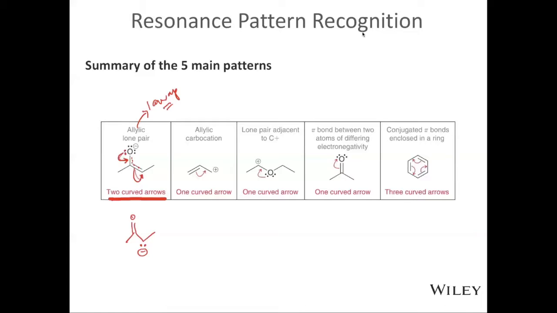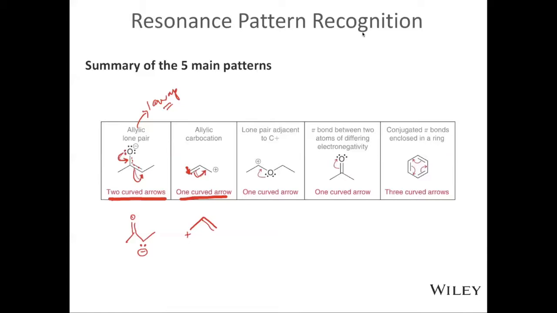Second is allylic carbocation, and in this case we have 1 arrow that represents the electron movement. The 2 electrons that are in this pi bond move and form a new pi bond over here. And in return, the positive charge jumps over onto this carbon because now it is missing a bond.